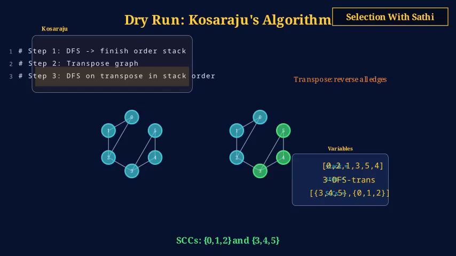Pop 1. DFS finds 1, 0, 2. Third SCC is 0, 1, 2. 3 SCCs total. The condensation DAG shows SCC 1 points to SCC 2 and SCC 3 points to SCC 2.